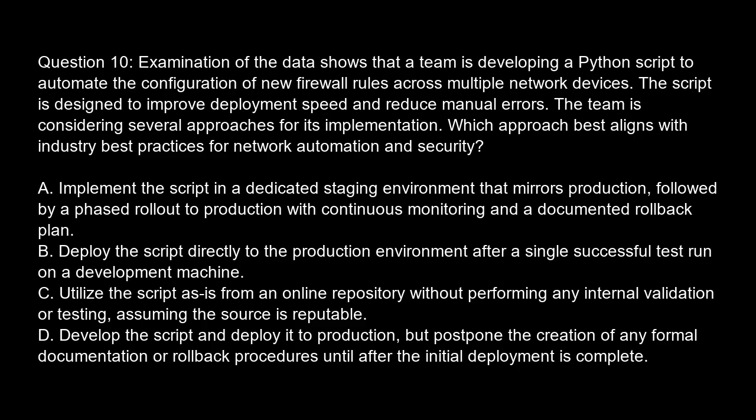Option A. Implement the script in a dedicated staging environment that mirrors production, followed by a phased rollout to production with continuous monitoring and a documented rollback plan. Option B. Deploy the script directly to the production environment after a single successful test run on a development machine. Option C. Utilize the script as is from an online repository without performing any internal validation or testing, assuming the source is reputable. Option D. Develop the script and deploy it to production, but postpone the creation of any formal documentation or rollback procedures until after the initial deployment is complete.